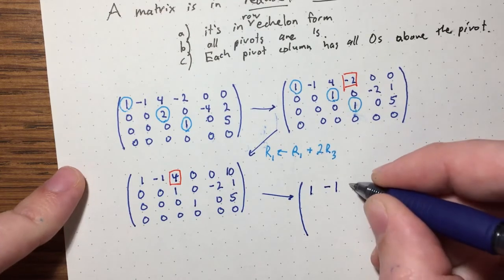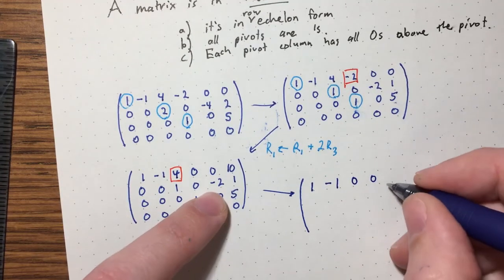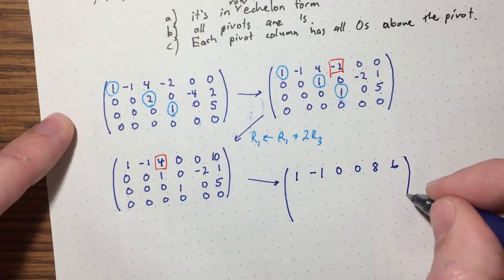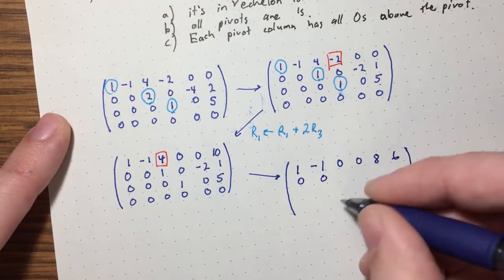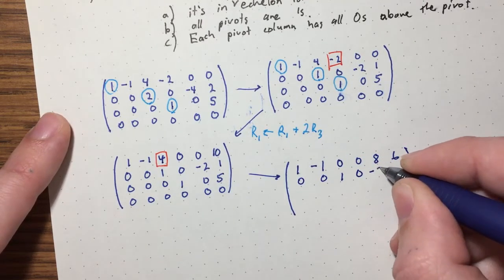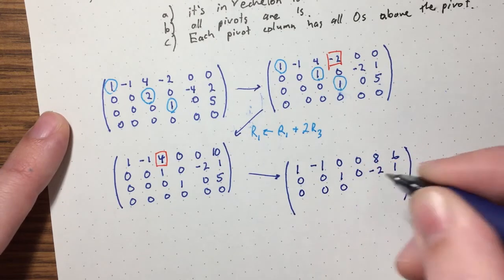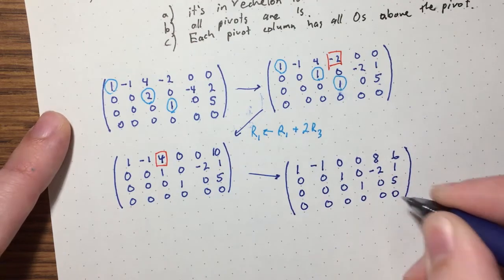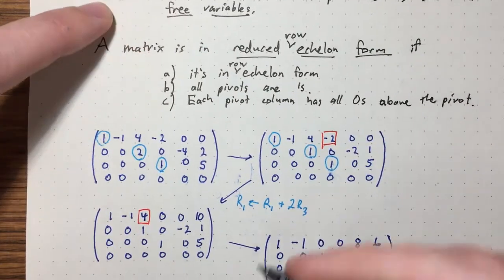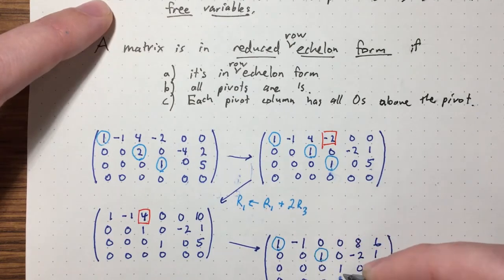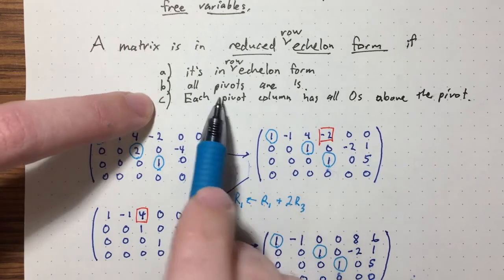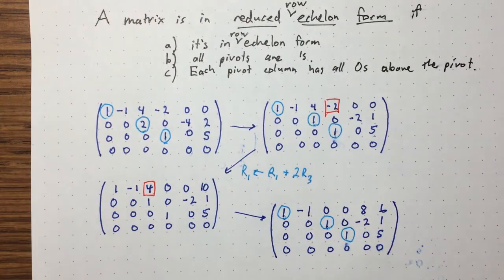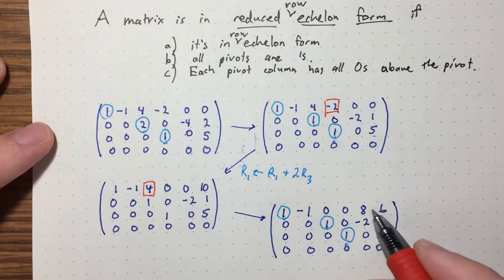So I'll have 1, -1, 0, 0. And now this is going to become an 8, right? And this will become a 6. And am I done? Is this reduced row echelon form? I think it is. All right. So it's in row echelon form. All the pivots are 1s, and each pivot column has all zeros above the pivot. Right? 0, 0, 0. Notice we don't have zeros over here, right?